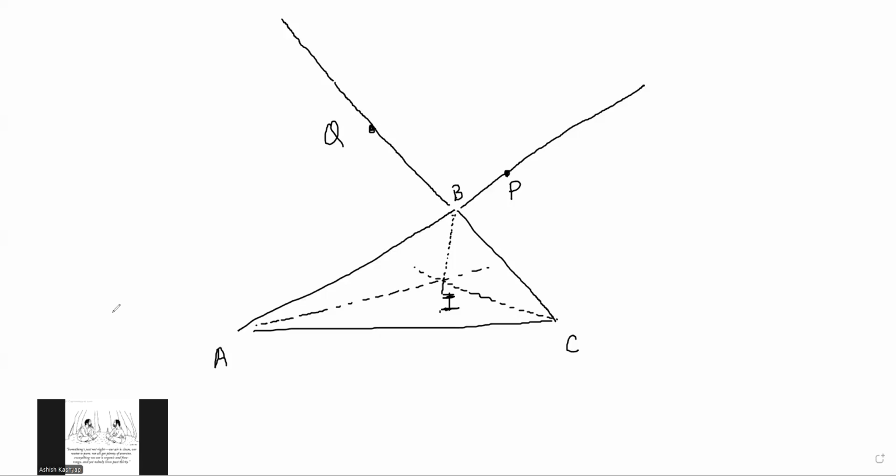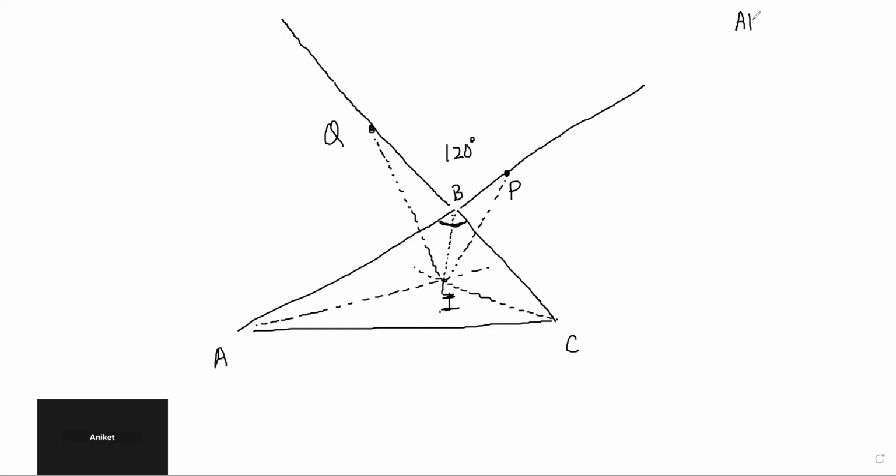Okay, so these are my points. Now prove that angle PIQ is 90. If you join this to the in-center, and you join this to the in-center, PIQ, this angle is apparently 90. We know that this whole angle is 120. We know AP is equal to CQ is equal to AC.